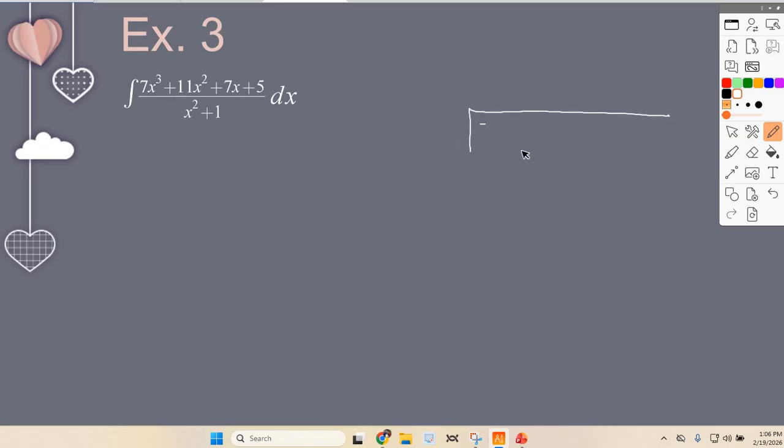Well, this is going to start the same way. I have 7x cubed plus 11x squared plus 7x plus 5. What do I need to be careful about on my divisor this time? I'm missing an x this time. So remember that rule applies for both the inside and the outside. So I do have to have a placeholder of 0x there. So I need to multiply x squared by a 7x in order to get 7x cubed.